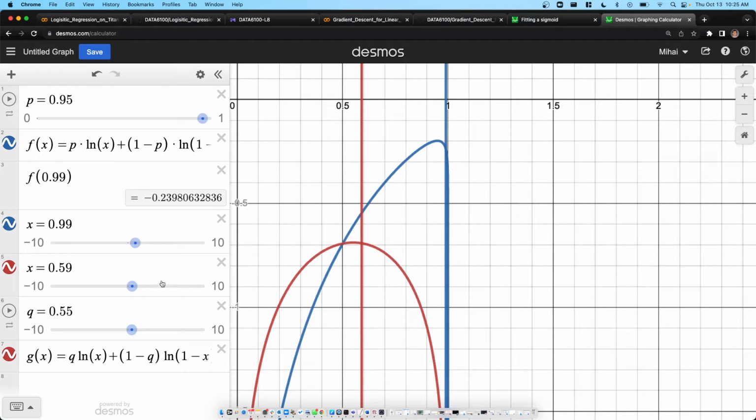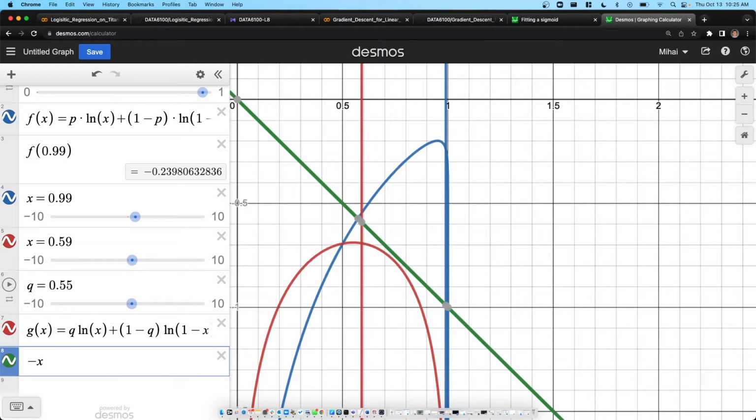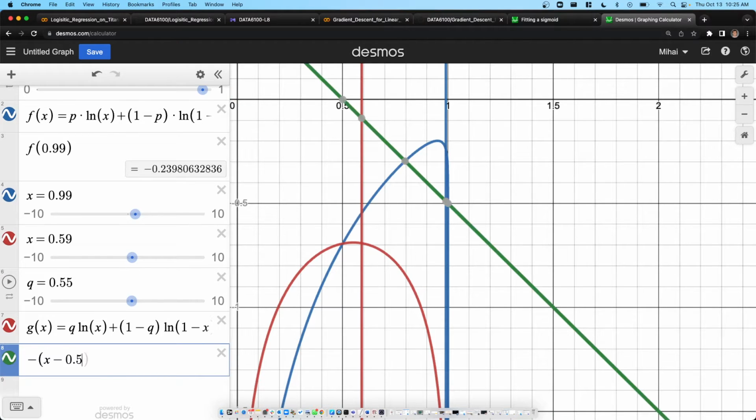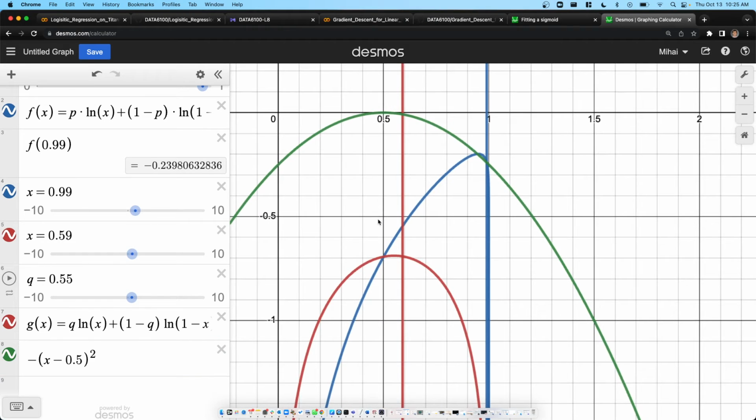Here, there's one more important difference between this loss function and the squared loss. Let me do the squared loss so you can see what that looks like. And let's do x minus 0.5 squared. So that's what the squared loss looks like. So the blue curve is very asymmetrical, it lives between 0 and 1. The green curve, that's the squared loss, is symmetrical, but it has another nice property, which is that it touches 0. The log likelihood function has a minimum that is not 0.